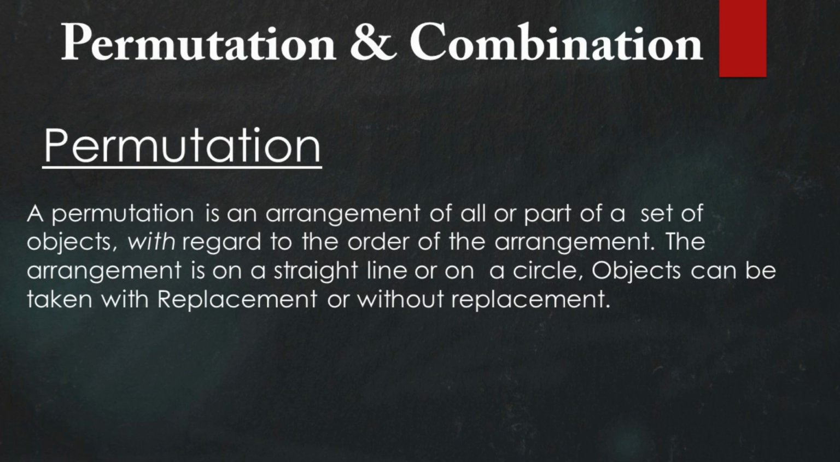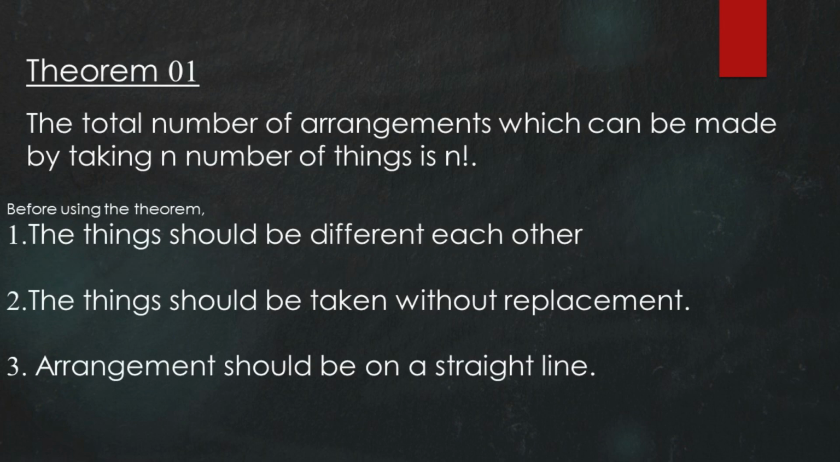And actually in a permutation we can arrange our objects on a straight line or else on a circle. The circle part is not in the A-level syllabus. Now we have only the straight line arrangement. Okay, now I'm moving to theorem number 1.